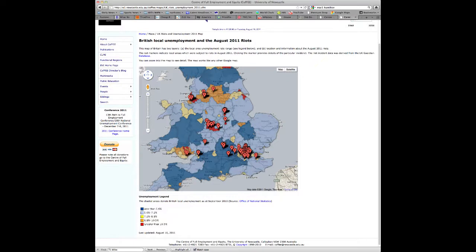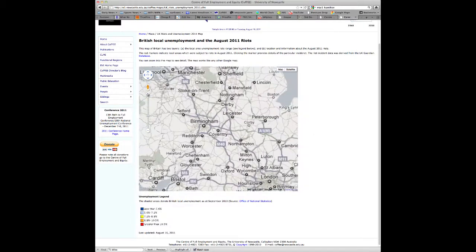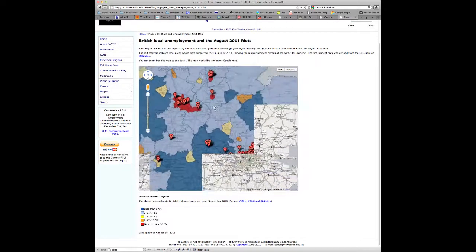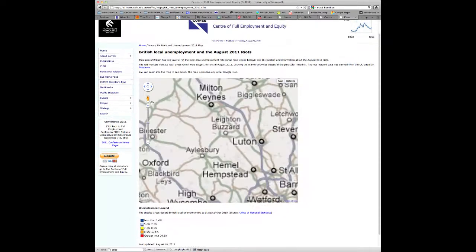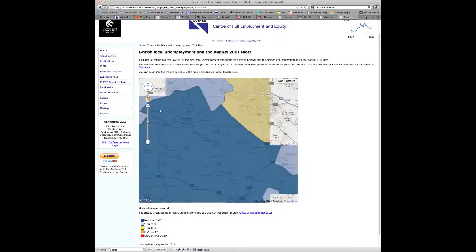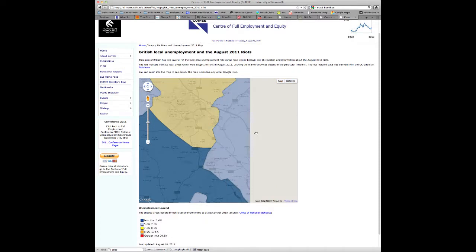And the red markers document the localities of the riot incidents that were collected by various sources and published by the UK Guardian. This is a Google map, and so we can zoom into it, and for example let's look around the London area where it all started.